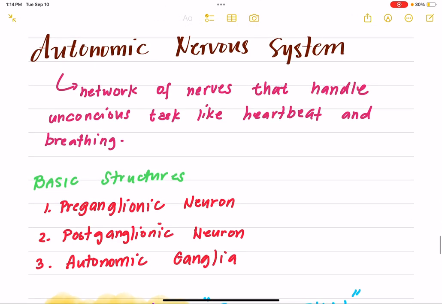So, next we have the autonomic nervous system. Autonomic is network of nerves that handle unconscious tasks like heartbeat and breathing, or mga heart rate naton. So, basic structures niya is ang preganglionic neuron, postganglionic neuron, and autonomic ganglia. So, sa preganglionic neuron, first neuron that innervates from the central nervous system, the postganglionic neuron, second neuron that extends to effector organs, autonomic ganglia, point where the preganglionic neuron synapse with postganglionic neurons.